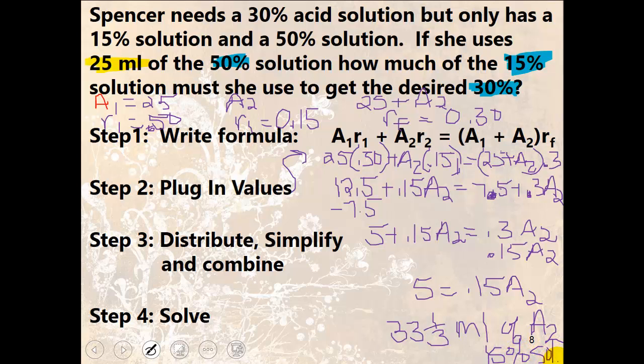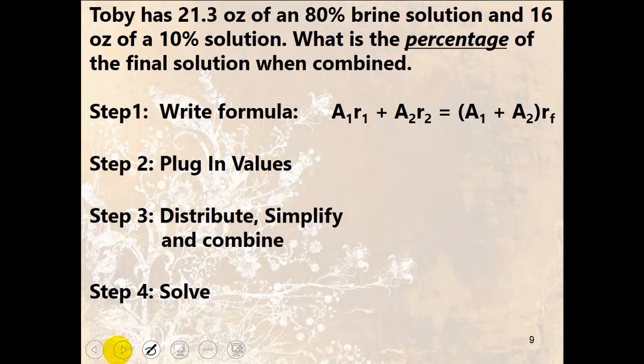All right, Toby has 21.3 ounces of an 80% brine solution, that's a salt solution, and 16 ounces of a 10% salt solution. What's the percentage of the final solution? This one is also brine or salt. What's the final percentage when he mixes them together? You're just taking a weighted average of those.